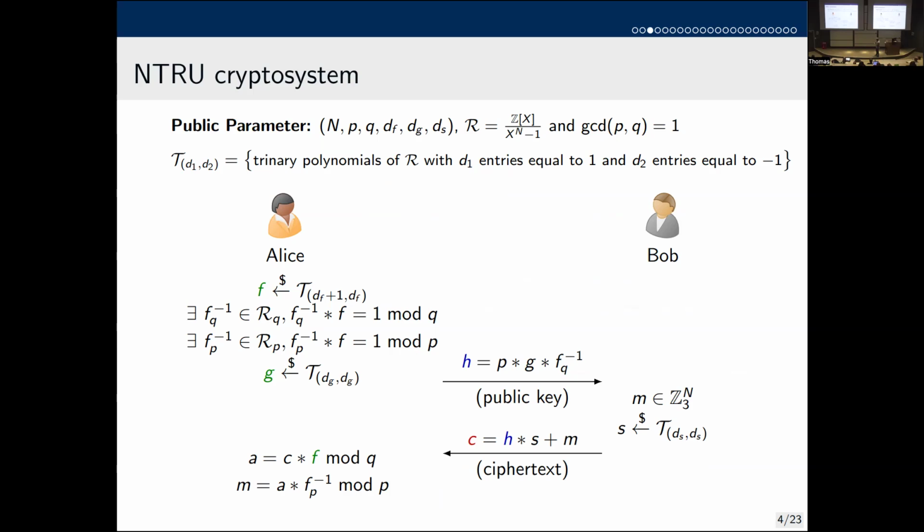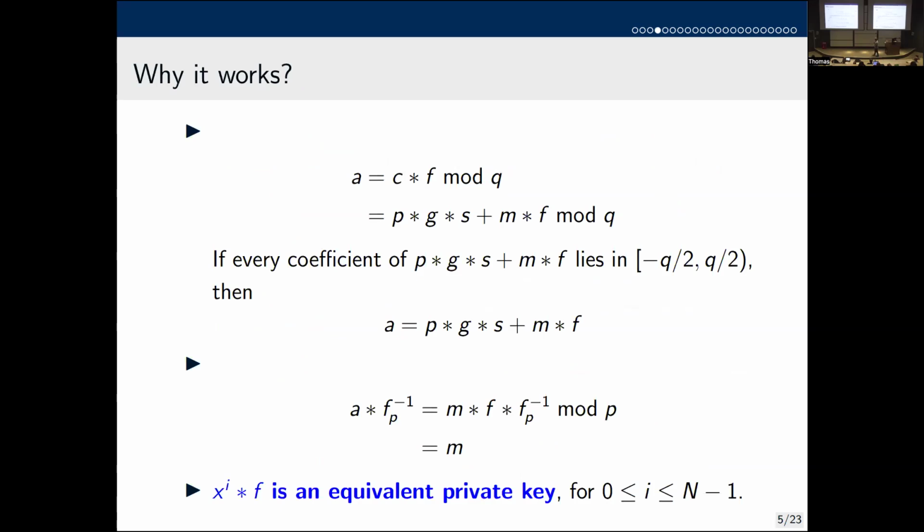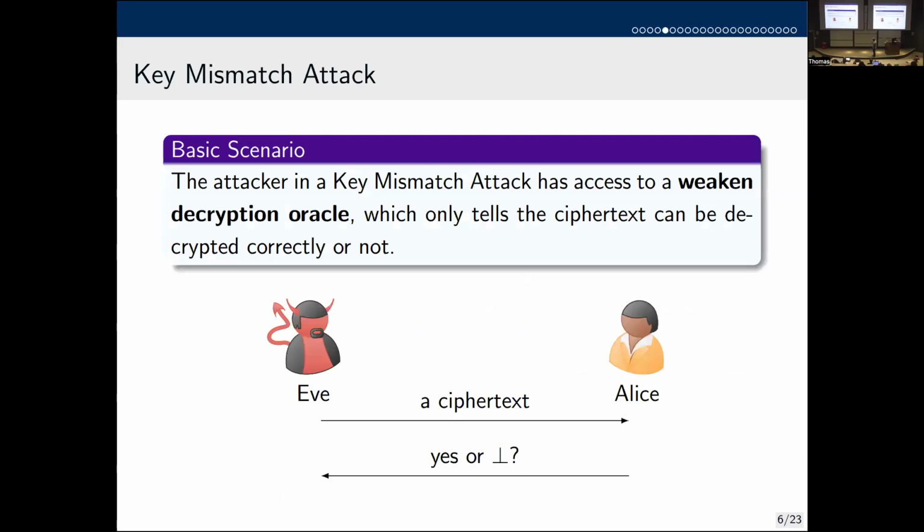And then let's look at why it works. Okay, I think this is pretty easy. I will just skip over it. So now let's look at the first key mismatch attack.